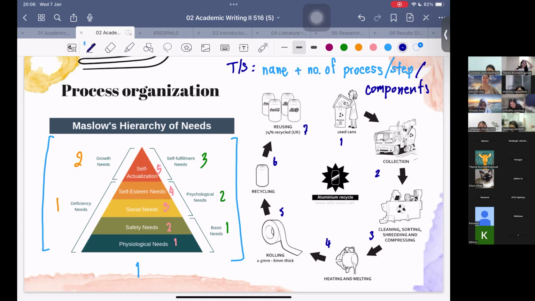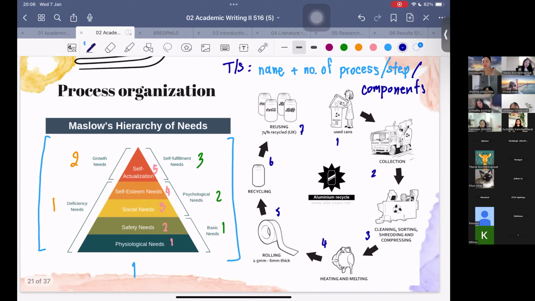Some of you might need to include this process organization in your writing, because you probably apply a certain theory in your research. Like if you study leadership theories, there are many leaderships. So yeah, you probably need to apply the theory and explain the details. That would be process organization.